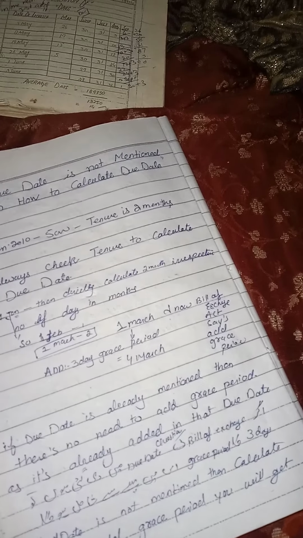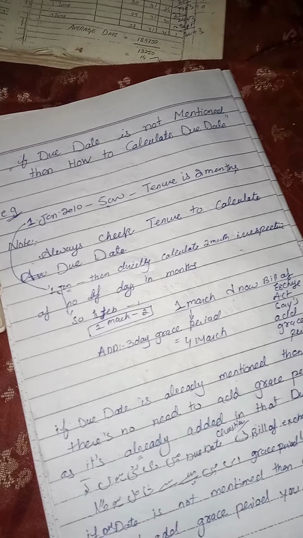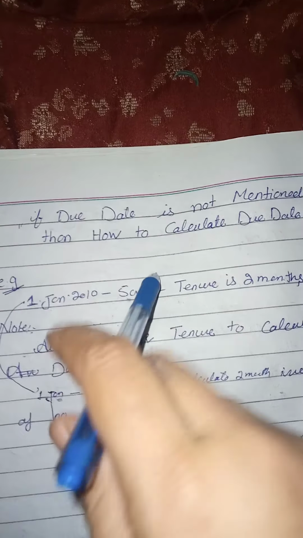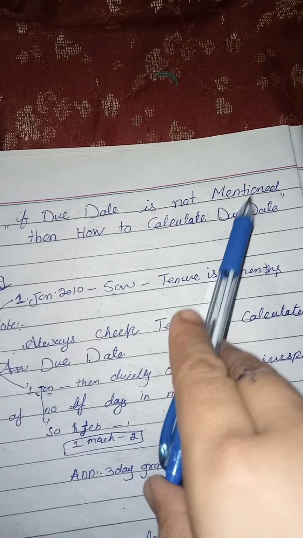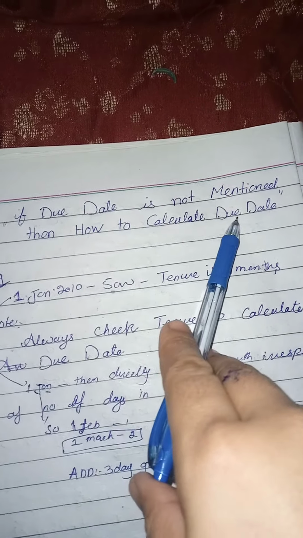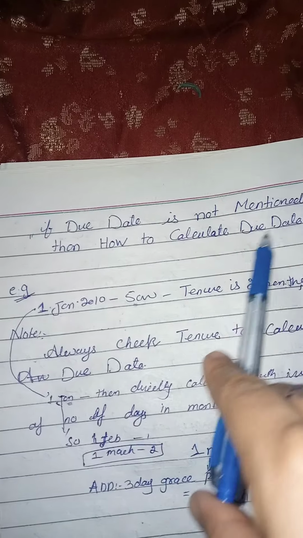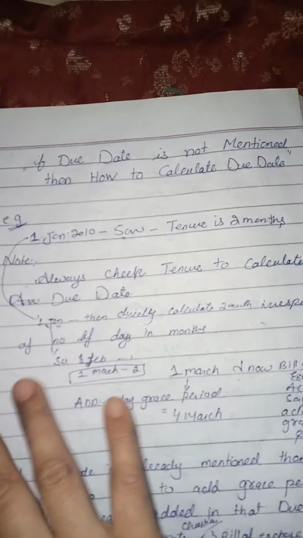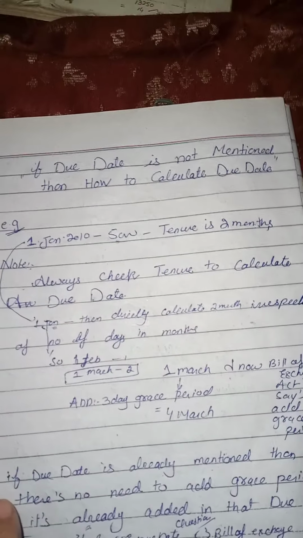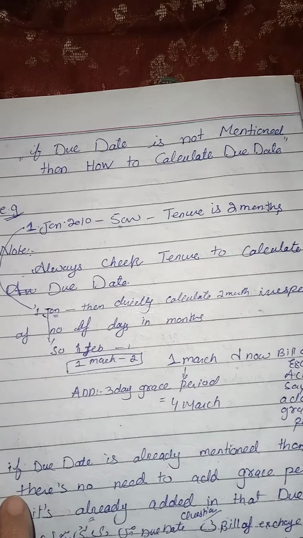Today we are going to solve question number 5. Question number 5 is just like the previous question, but it has some issues. In today's question, the issue is that the due date is not mentioned. If the due date is not mentioned, then how do we calculate the average due date? How do we calculate the due date? It's today's topic which we are going to focus on. In today's question, the only problem is that the due date is not mentioned and we have to calculate it.